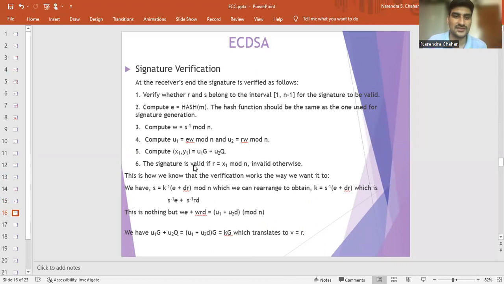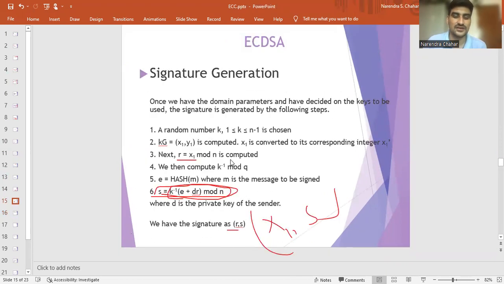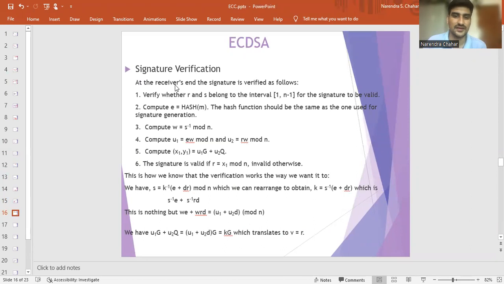How do we verify the signature? The vice versa steps will be taken here. At the receiver end, they see whether r and s belong to the interval, for the signature to be valid. Then they compute e, which is the hash of M, and then compare it. Then compute w, which is the s inverse mod n, compute u1, then compute x1, y1, that is this, and the signature is valid if r is equal to x1 mod n and invalid otherwise. So this is the process here.